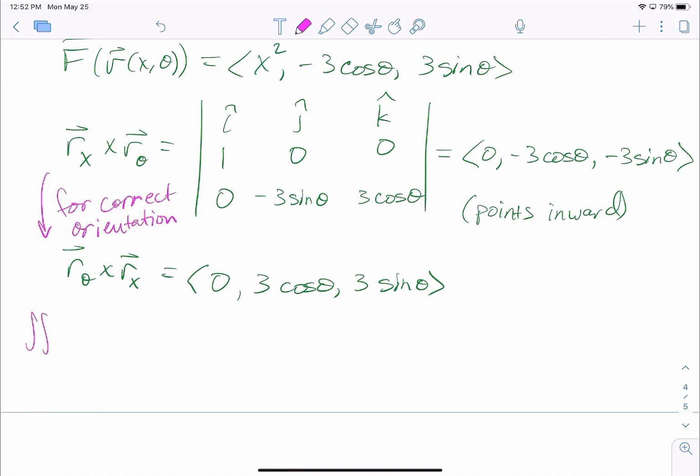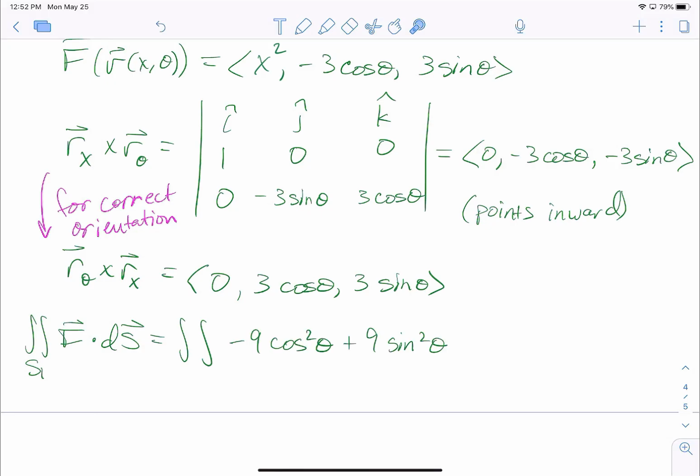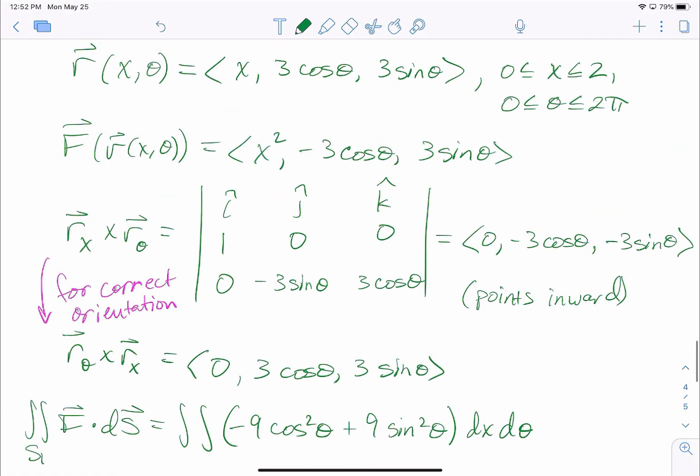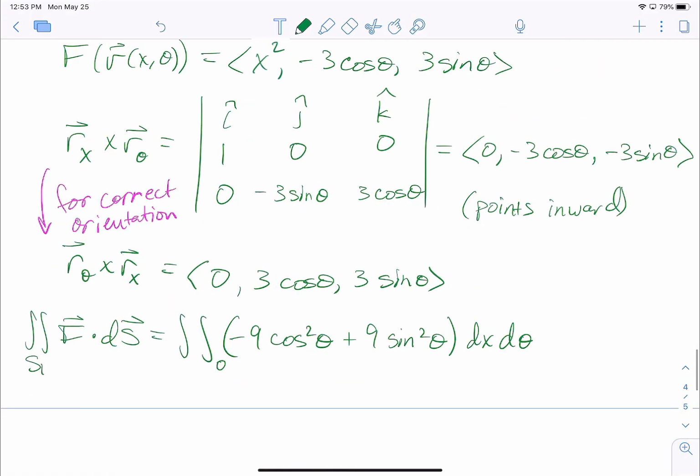Now the surface integral over S1 of F dot dS is then going to be the double integral over, we'll figure out the region in just a minute, but the dot product is going to be x squared times 0, negative 3 cosine theta times 3 cosine theta, plus 3 sine theta times 3 sine theta. So we have negative 9 cosine squared theta plus 9 sine squared theta dx d theta, and we had already seen that x goes from 0 to 2 and theta goes from 0 to 2 pi.